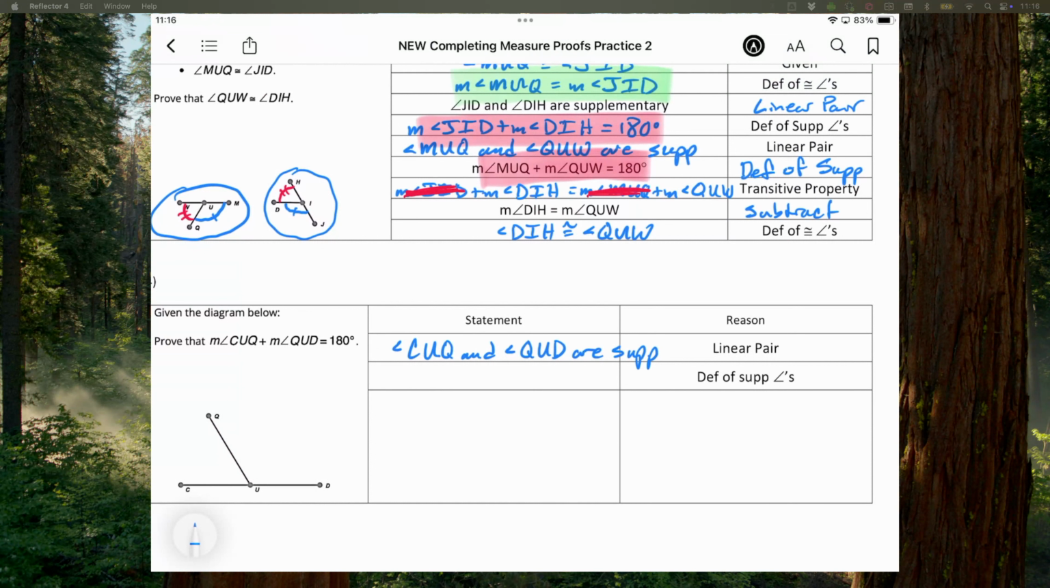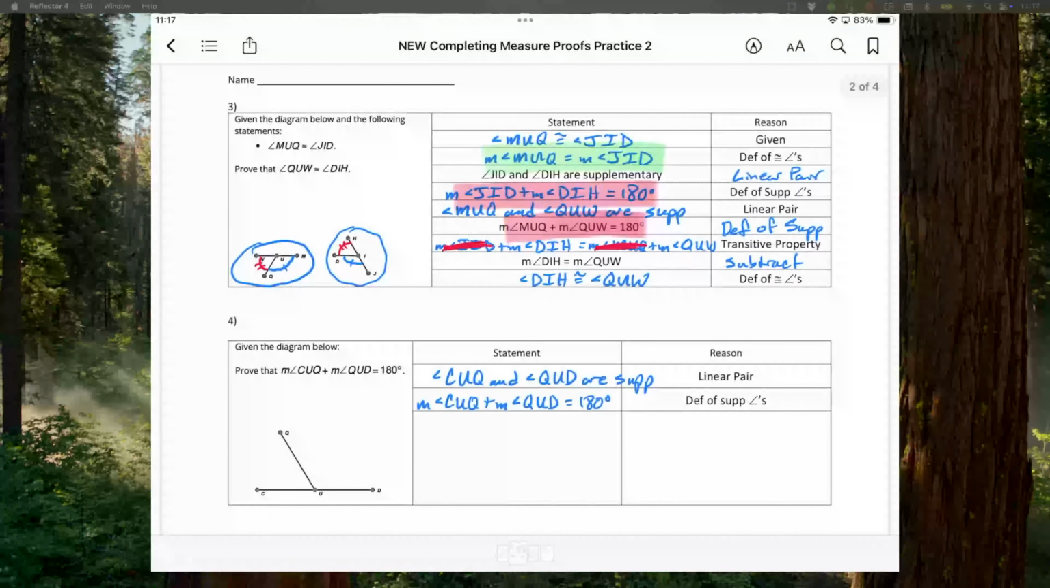because of linear pair. So the measure of angle CUQ plus the measure of angle QUD is equal to 180 degrees because of definition of supplementary. I'll pause here if you need it, and then I'm going to move on.